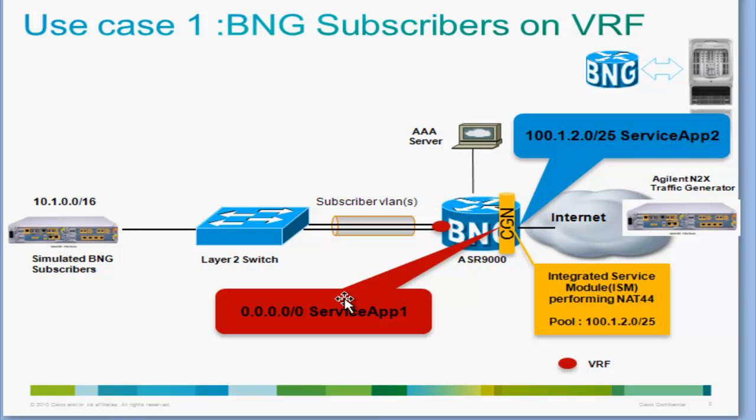There is a default route to push the subscriber traffic into the ISM module for NAT function. The next hop is the service app interface, which is a service virtual interface on the ISM module. And for the traffic coming from the internet, there is a static route with next hop pointing towards another service app interface for reverse NATing. Let's take a look at a demo.